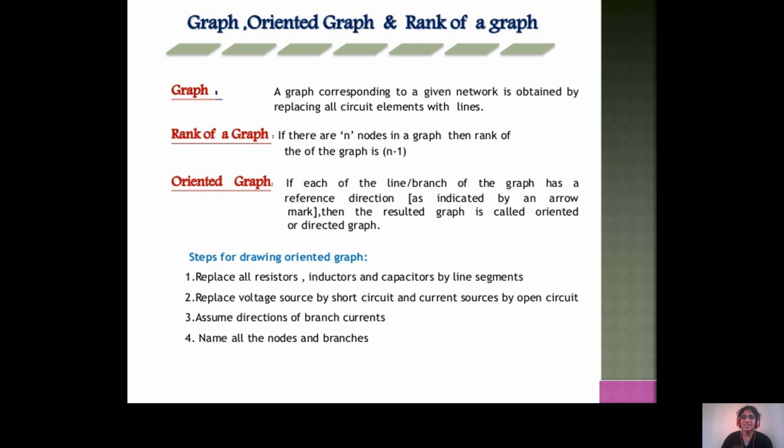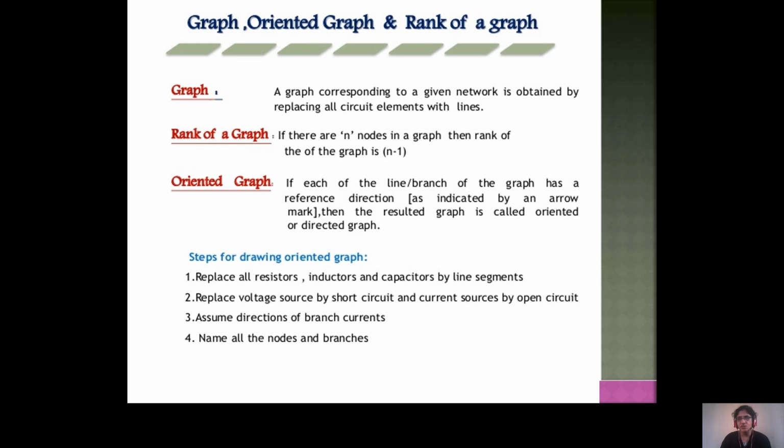What are the steps to draw this oriented graph? So first, you have to replace all resistors, inductors and capacitors with line segments. Whatever connections are there between the nodes, whether it is a resistor, an inductor or a capacitor, simply draw it in the form of a line segment.